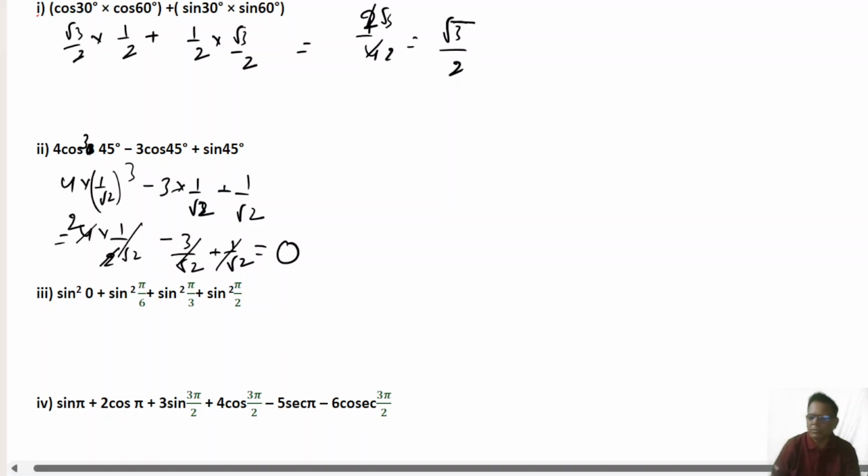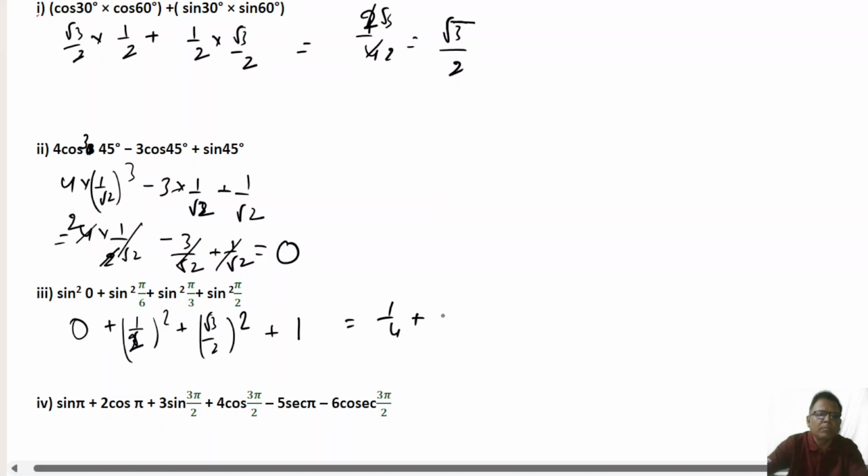Yes. Now come to the third question. So third question is sine 0, radian is 0. Sine square pi by 6, that means 30 degree, so 1 by 2 square. Pi by 3, 60 degree, so root 3 by 2 square. And pi by 2, 1. So that will be equal to 1 by 4 plus 3 by 4 plus 1 is equal to 2. That is 2 is the answer.